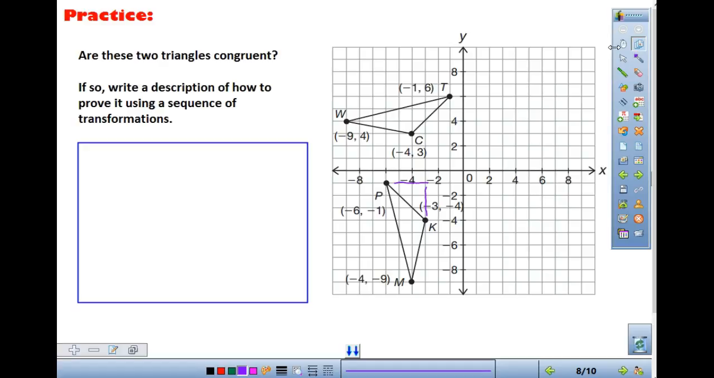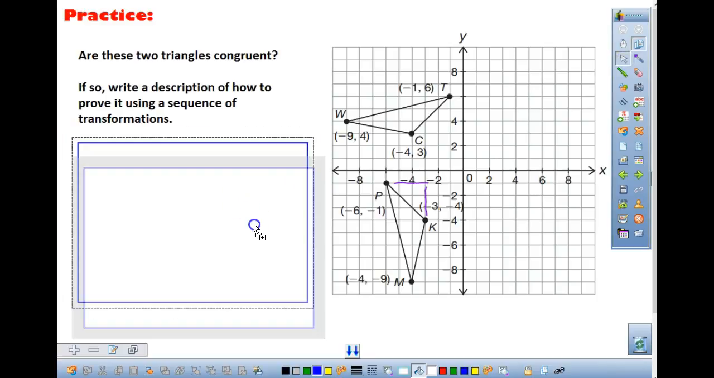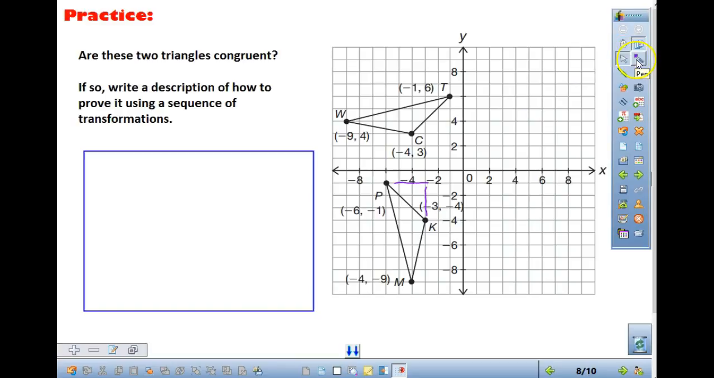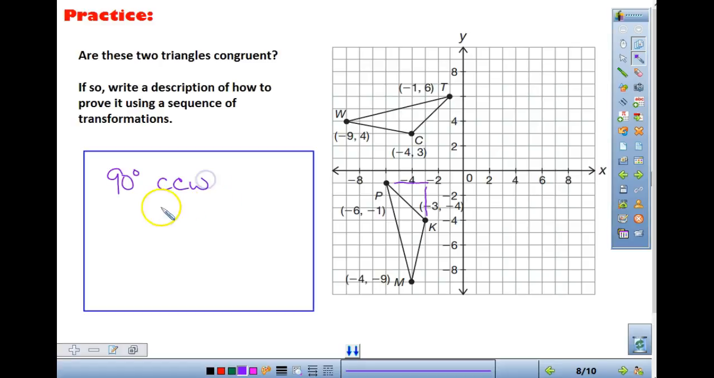How do you think we can get them to match up? Anyone have any ideas if we are looking at this? What do you think, Dave? Rotating 90 degrees counterclockwise. Okay, go 90 degrees counterclockwise. Now, if we think about what does that do to our points? XY changes to, again, this is where this is going to be helpful. I'm going counterclockwise.